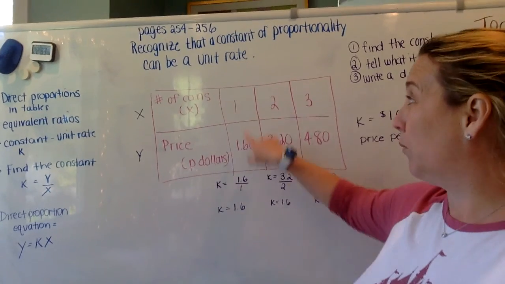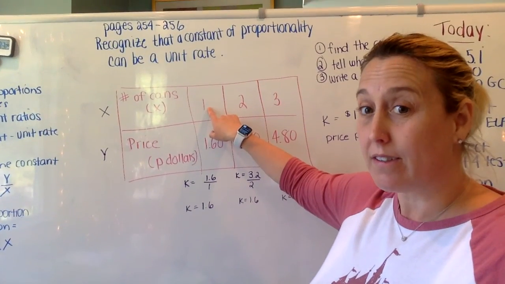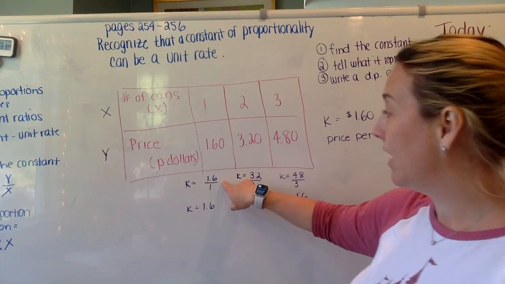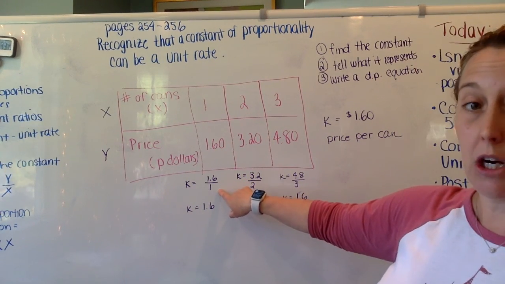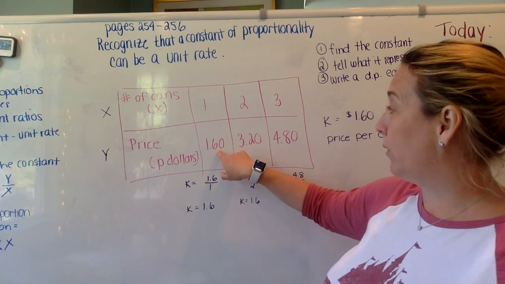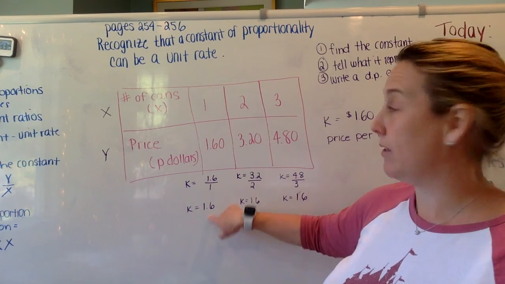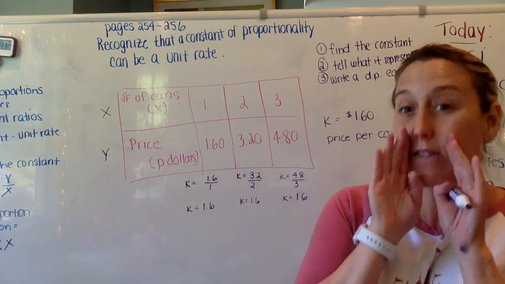And when they give you 1 as the X, I don't know if you have figured this out or not, but right out of the gate, you're able to find the constant, because it's whatever the price is divided by 1, and therefore you get the constant. But that only works if the X is 1. That's just a little secret.